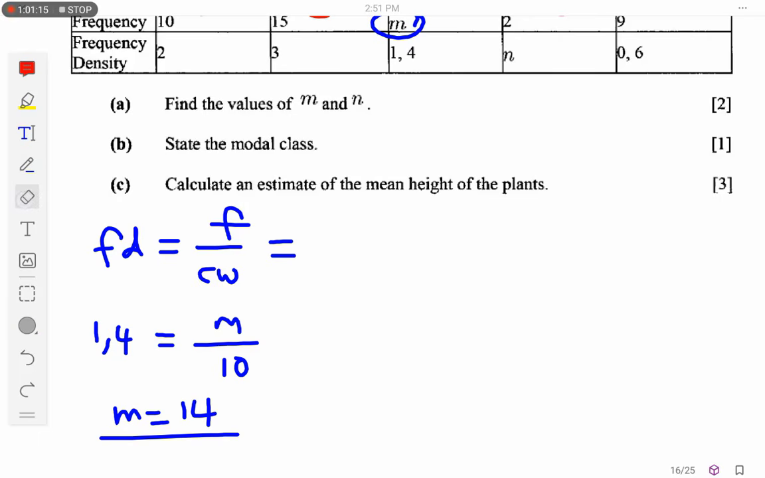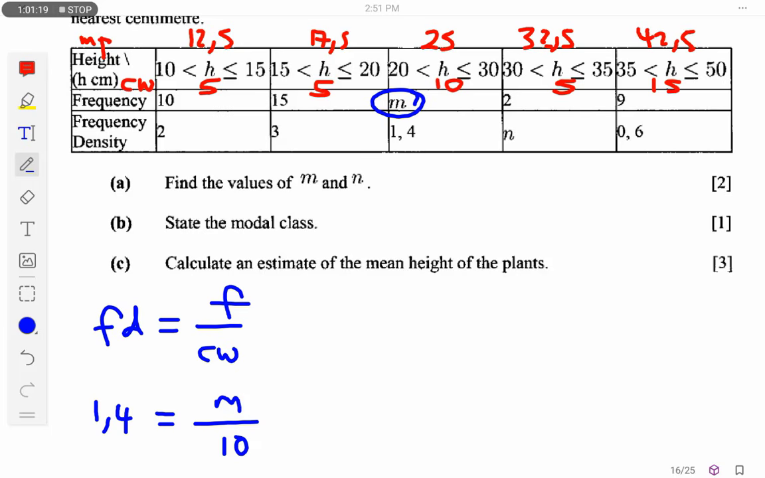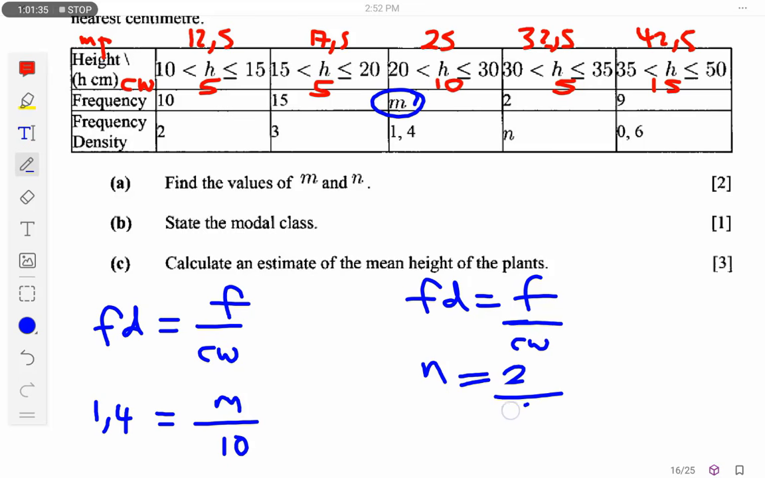Then for n, using the same formula, FD is equal to f over class width. Our frequency is 2, over our class width, which is 5, so we are getting 0.4. That's our n value. Then the other question is saying state the modal class. The modal class is the class that has the most frequency.